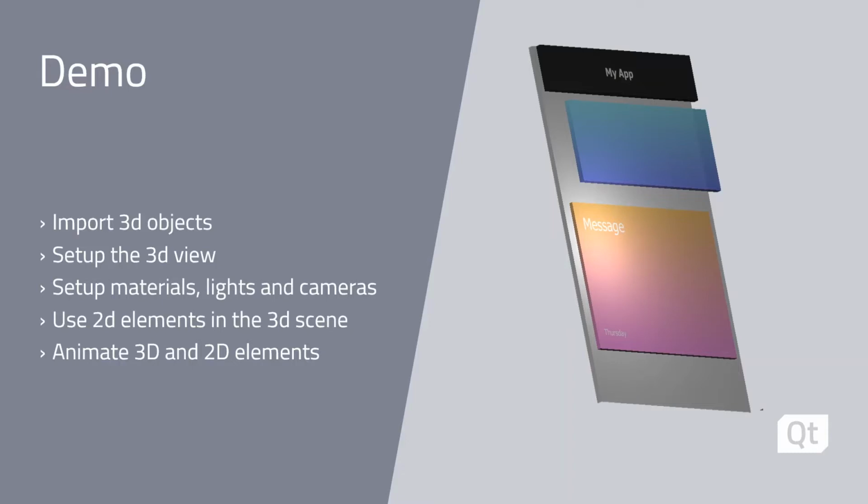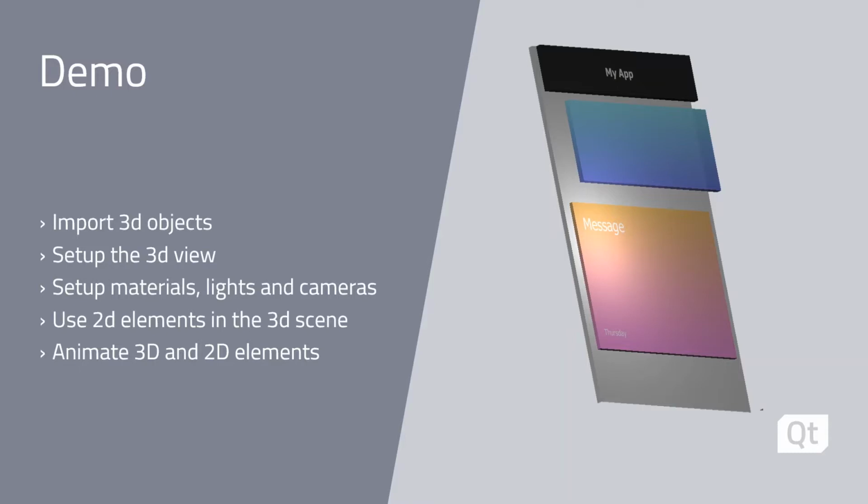For this, I will show how to import 3D objects. I will show how to set up a 3D view, set up materials, lights and cameras, and I will also show how to use 2D elements in a 3D scene. So how to basically use Qt Quick items in a 3D scene in Qt Quick 3D. And last but not least, I will show how to animate 3D and 2D elements in conjunction. And the result will be like a nice intro animation of what you see here on the right.